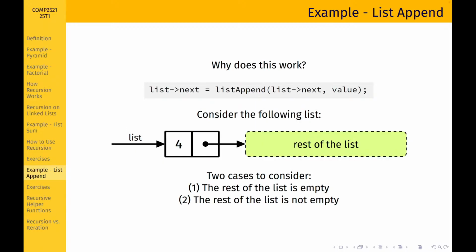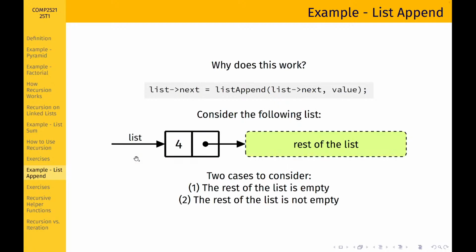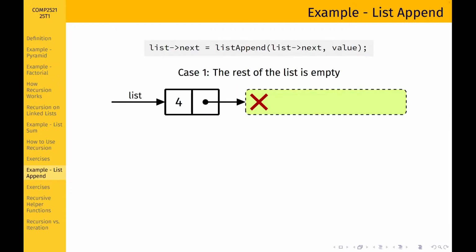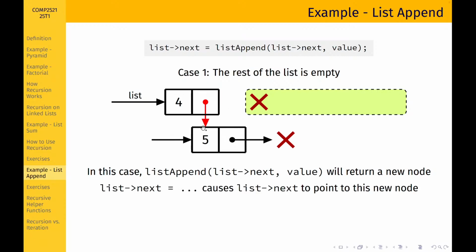Okay, so going into a bit of detail on why this works, there are two cases to consider when we are looking at these two lines here, lines 5 and 6. The first case is that the rest of the list is empty, so list next is null, and the second case is that the rest of the list is not empty. Let's consider the first case. If the rest of the list is empty, then this recursive call to list append is going to return a new node, and list next equals is going to set the pointer of this node to point to the new node. So that correctly appends the value to the list.